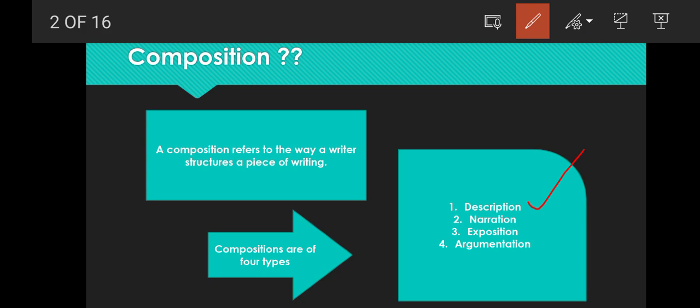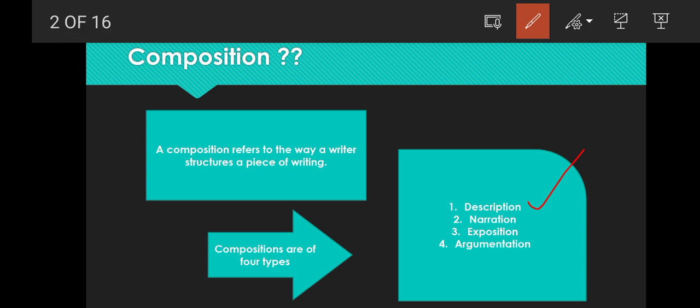Description means to describe anything. When you use your five senses, listen carefully, when you use your five senses to describe anything, that is known as description. It needs a lot of description, and it is quite logical. Because you have to use your five senses: what you have seen, what you have heard, what you have tasted, what you have smelled, and what you have sensed. All the five senses you have to use in this descriptive type of composition, right?